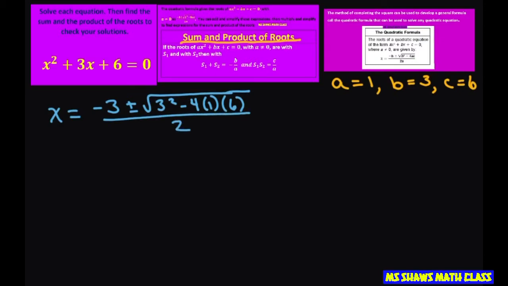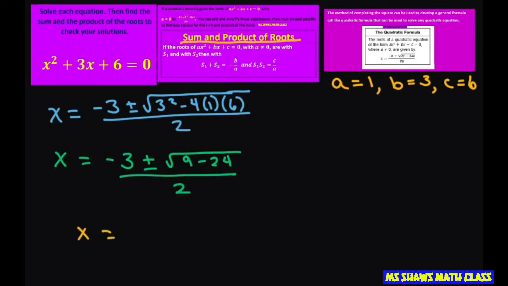Now, all we have to do is figure out this radical part. So that's negative 3 plus or minus square root of 9 minus 24, divided by 2. So this gives us x equals negative 3 plus or minus square root of negative 15 divided by 2. So we have complex solutions.